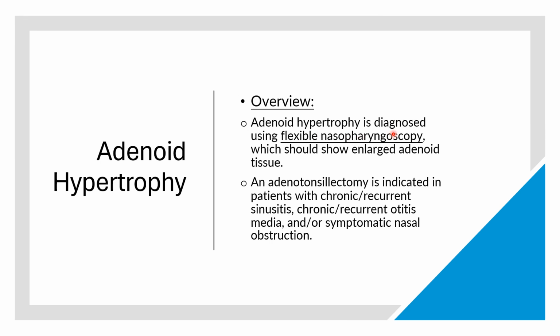Adenoid hypertrophy is diagnosed using flexible nasopharyngoscopy, which should show enlarged adenoid tissue. An adenotonsillectomy is indicated in patients with chronic or recurrent sinusitis, chronic or recurrent otitis media, and symptomatic nasal obstruction.